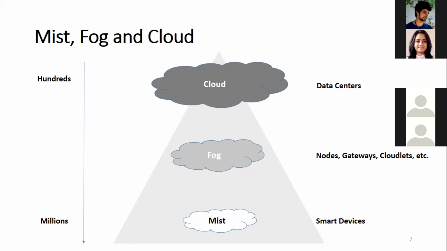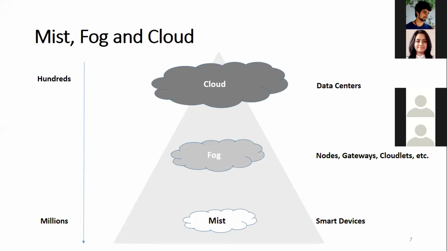Or in fact, sometimes these are embedded within the data collection device or within the sensors. So as the name suggests, this is the thinnest out of all. Mist is thinner than fog and fog is thinner than the cloud. So that means it has the least computing power compared to the others.